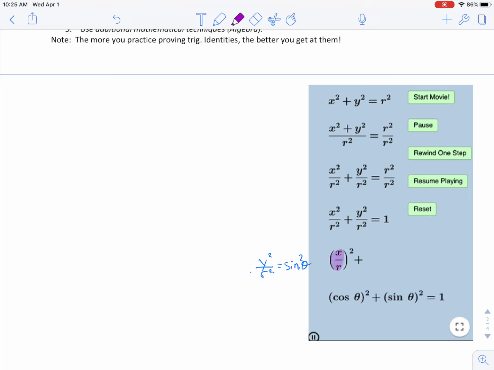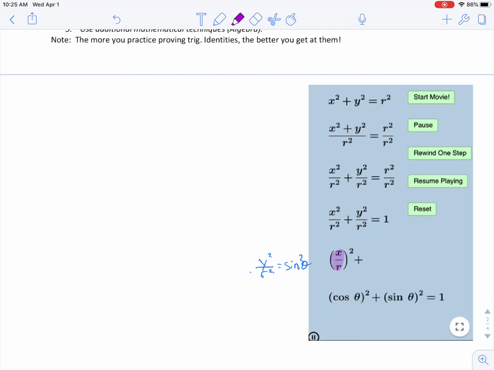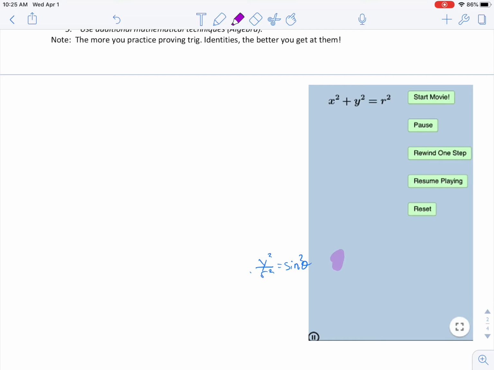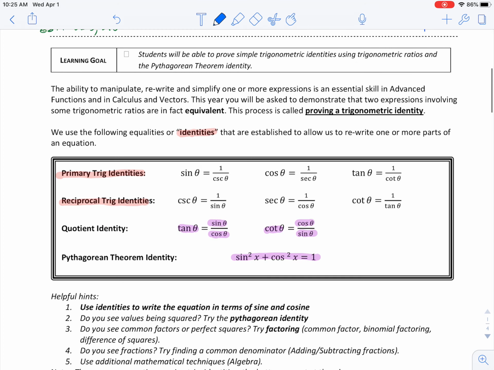Basically, we get to this point here where x over r is really just cos, and then you get the Pythagorean identity. So you don't need to know this thing, but I think it's good to see where it comes from. I'll just let it replay again. And so you get x over r squared, which is the same as cos theta squared, and y over r squared is the same as sine squared. So this Pythagorean identity is something we're going to use, and it also has another couple forms.